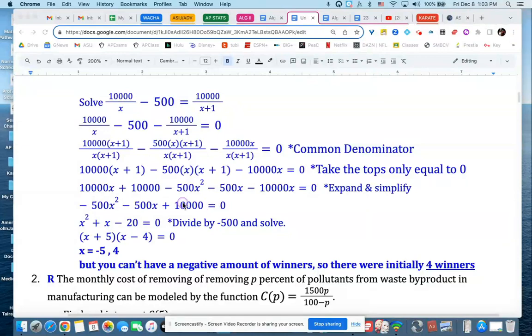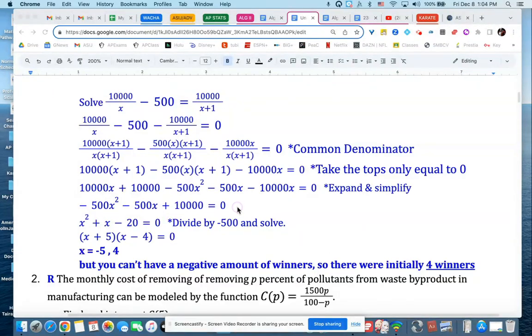And then everything's kind of simplified, right? Equals 0. Now I'm noticing that if I want to make this a little easier on myself, I can divide everything by negative 500, and kind of divide that off to simplify. So this divided by negative 500 is just x squared. This divided by negative 500 is just x. And then 10,000 divided by negative 500 is negative 20. So I'm just dividing everything by the same number to kind of simplify it down a little bit.